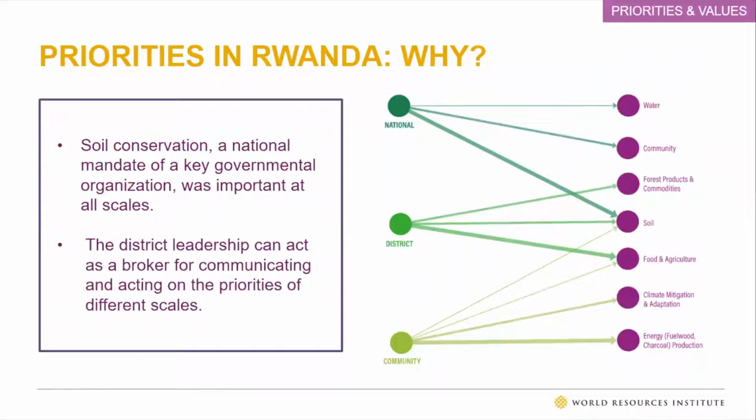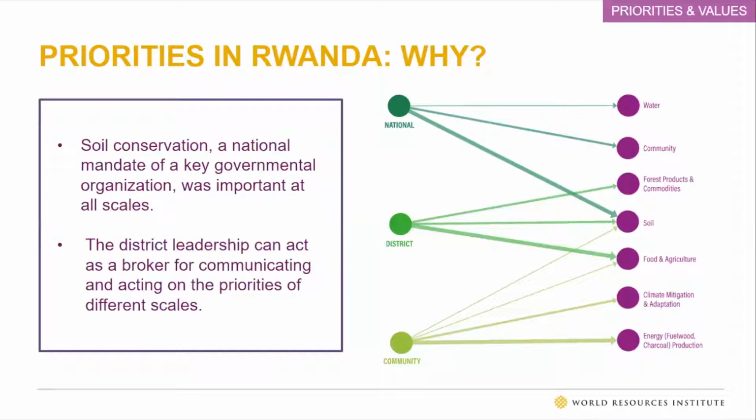Here's just an example of priorities in Rwanda that was conducted at the community, district, and national level in a workshop setting. We asked participants, why are you conducting restoration? And we found that there were very different goals at different scales. But one key thing that came out was that soil conservation is a national mandate of key governmental organizations. So it was important at all scales, at the district and at the community scale.